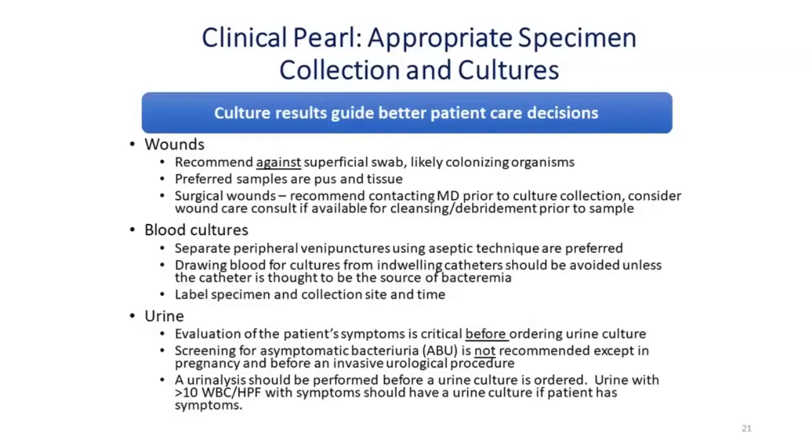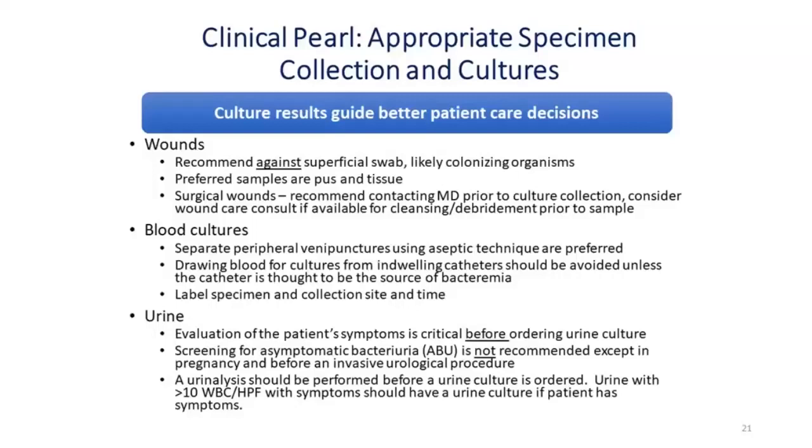Blood cultures, generally separate venipuncture sites. If you do have to draw through a catheter, generally speaking, you need to think that the catheter may be the source of bacteremia, and there are some ways to do this to cut down on contamination, but there is a higher contamination rate if you do it from catheters. And again, you've got to label the catheter, the specimens, and the collection time and date. It's very important to make sure that gets entered in the computer correctly.